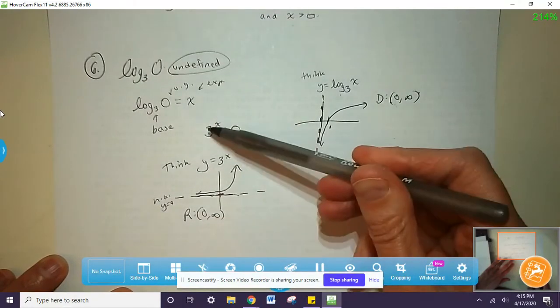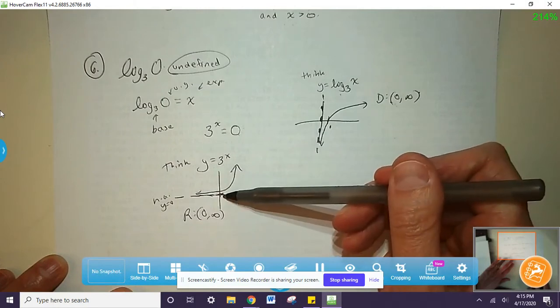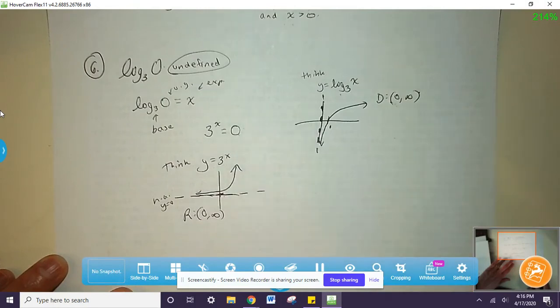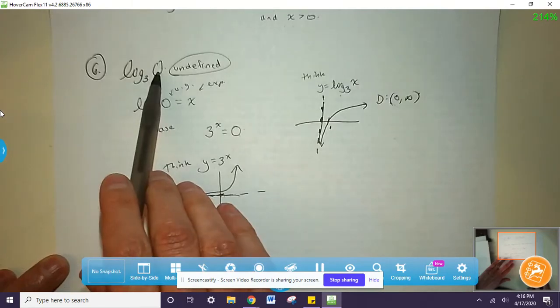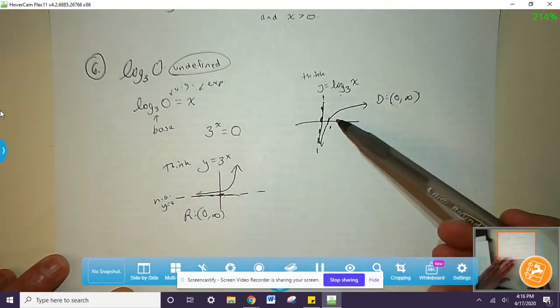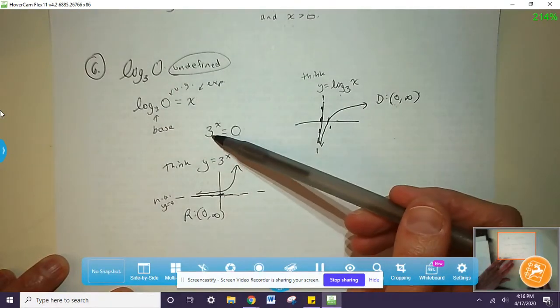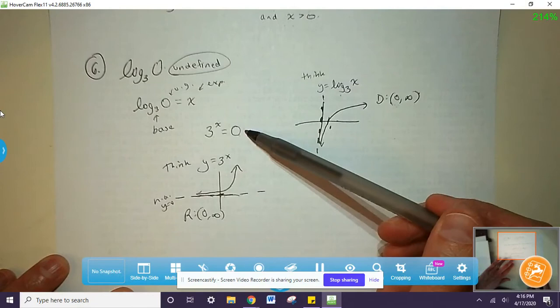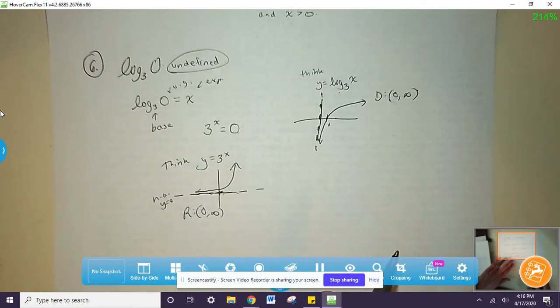So if I say, what do you plug in here? 3 to what power gives you 0? The answer is you can't get that. That can't happen. So you can memorize if you want that you can't take the log of 0, or you can think of your log graph and the domain. Or if you try to change it to exponential form, you'll see here that this can't be solved. So any one of those rationales or explanations is good to remember.